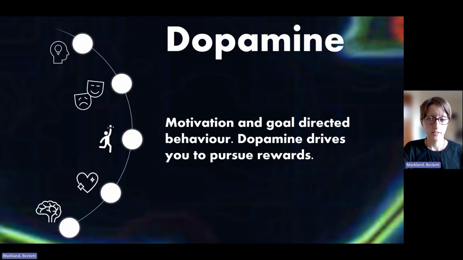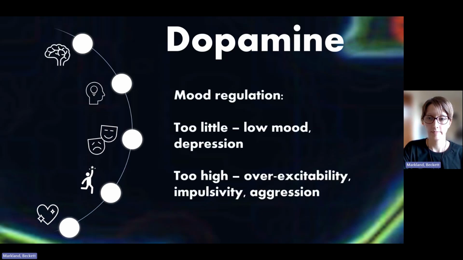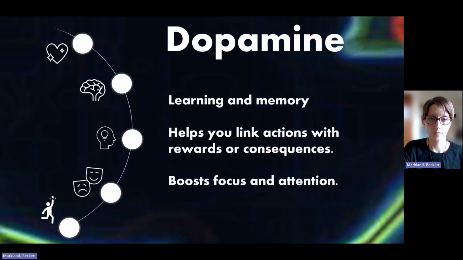Dopamine is also involved in motivation and goal-directed behavior. It can drive you to pursue rewards and take actions to achieve your goals. So when dopamine levels are imbalanced, it can lead to reduced motivation. It also plays a role in mood regulation. So too little dopamine can lead to depression, while too high can lead to overexcitability, impulsivity, and aggression. And dopamine is also involved in the processes of learning and memory. So it helps you associate actions with rewards or consequences, which is essential for adapting and making better decisions in the future. And it's also involved in attention and focus, helping regulate your ability to concentrate on tasks and filter out distractions.